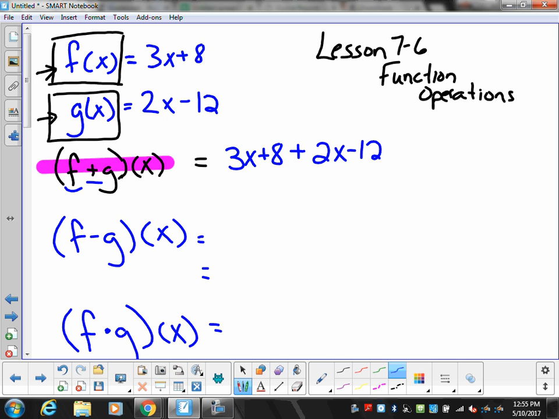And so to get my solution, all I'm going to do is combine like terms at that point. 3x plus 2x is 5x. 8 minus 12 is minus 4. And so that is the solution to f plus g of x when f of x is 3x plus 8 and g of x is 2x minus 12.